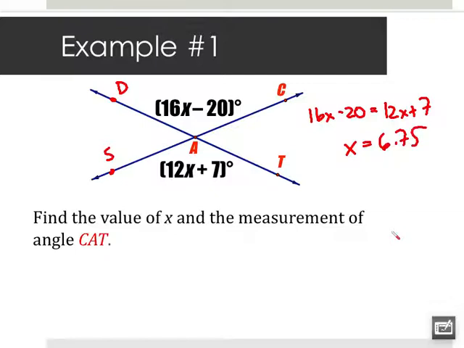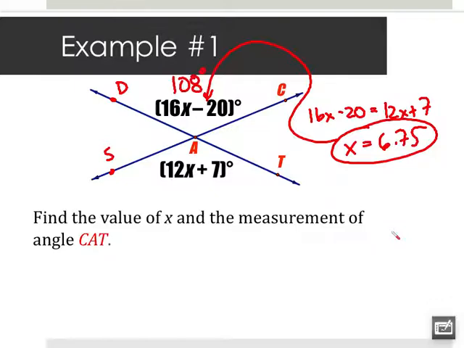Braxton? Then you plug x into one of the angles. Which one? I did 16x minus 20. Okay, so you plugged it in there and found out that angle is how big? It's 108 degrees. Yep. And how big is angle SAT then? Also 108 degrees.